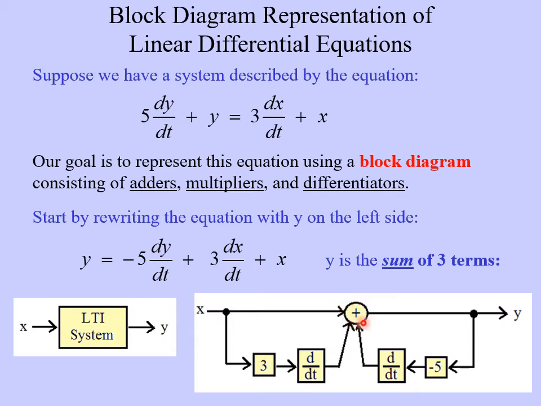So you can see now we're adding up three things. We're adding the x term, we're adding the second term right here, and we're adding this first term in the equation over here, and all of that comes out of the adder to form our output. So this is the block diagram. So this is basically how we build a block diagram from the equation using these steps.